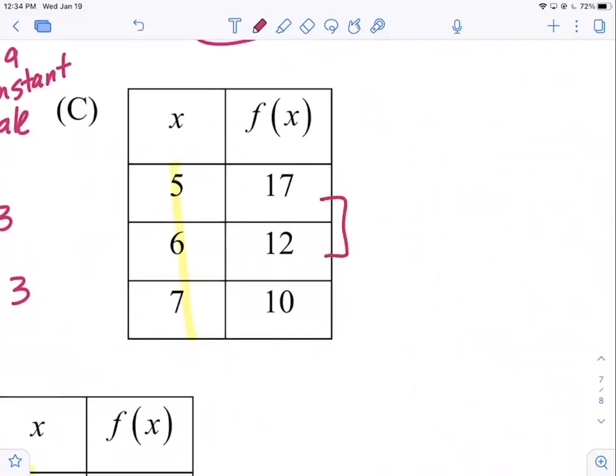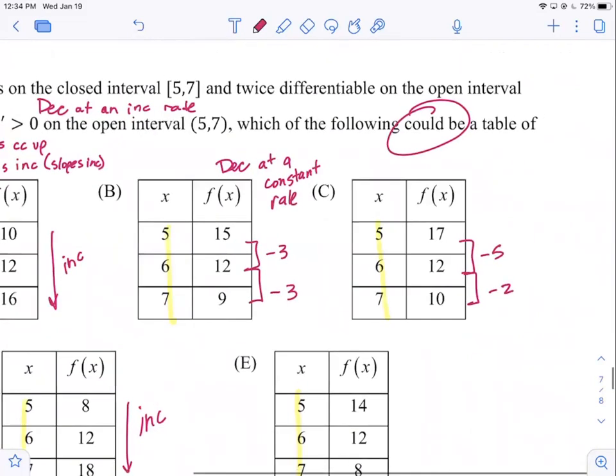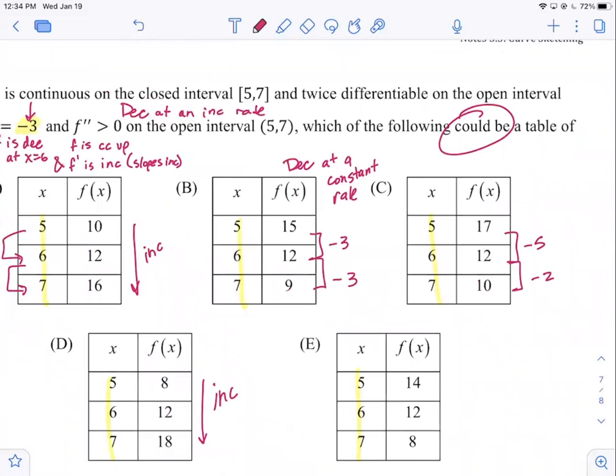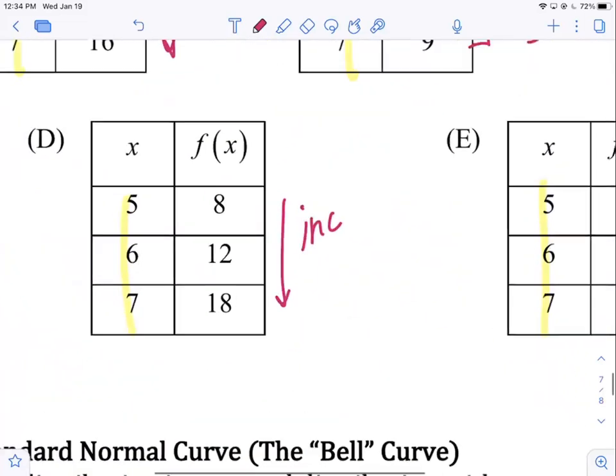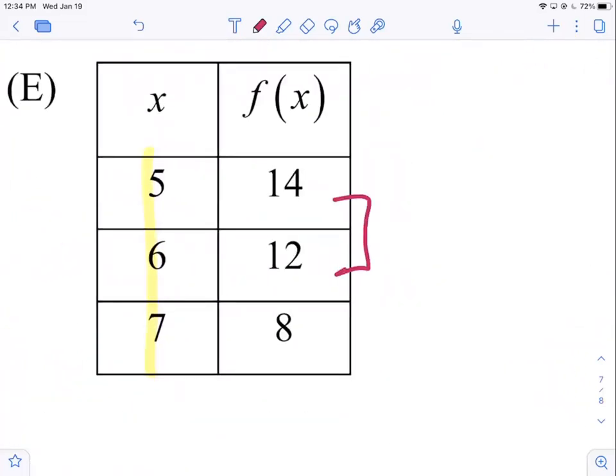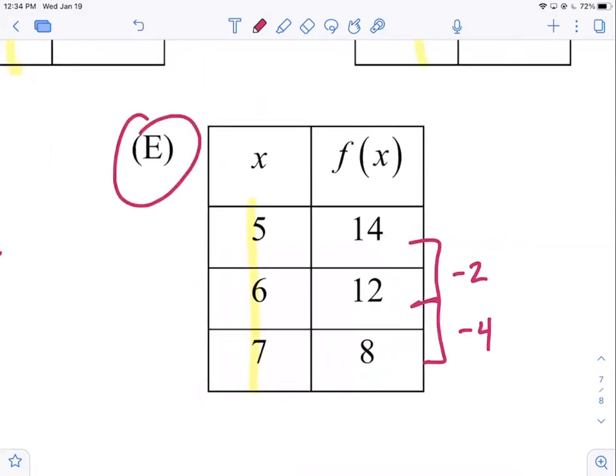This one here from 17 to 12, we lost 5. And then from 12 to 10, we lost 2. That one is decreasing, but at a what rate? Decreasing rate. Okay. And we want it to be decreasing at an increasing rate. Let's look at this one. 14 to 12, that's -2. And then 12 to 8, we've lost 4. So now we're starting to lose more rapidly, right? So that one would be decreasing at an increasing rate. And that would be the answer.